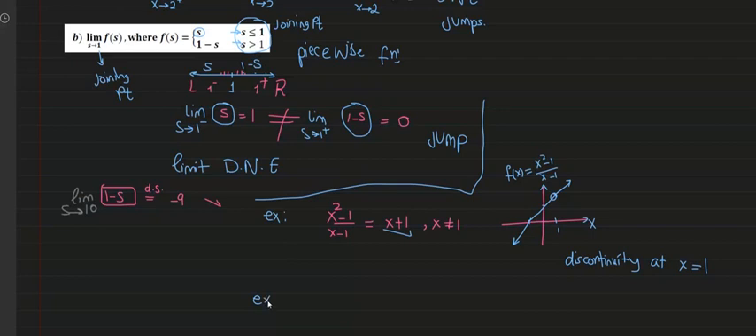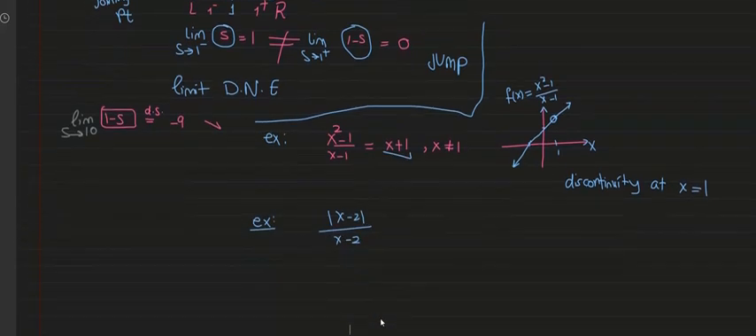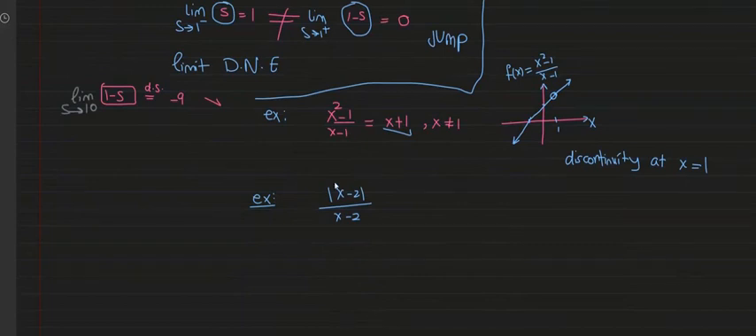Another example of discontinuity: if we have the absolute value of x minus 2 over x minus 2, as we dealt with, we said that this is going to be equal to 1 if x is bigger than or equal to 2, and -1 if x is less than 2. So if we need to graph it in the xy plane, we will just denote starting from 2.